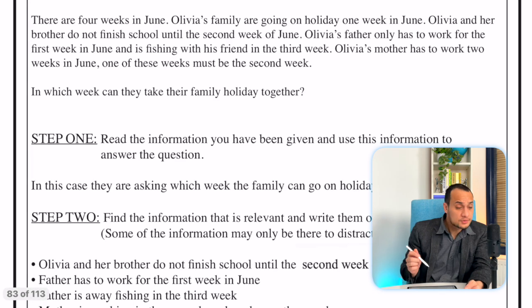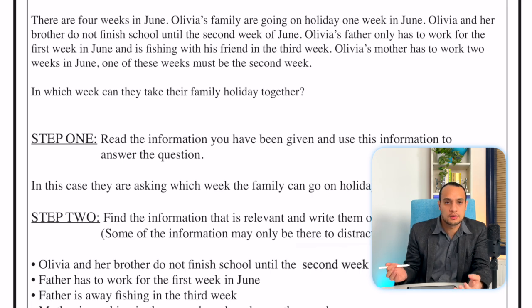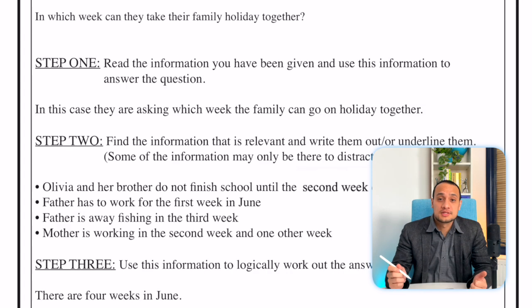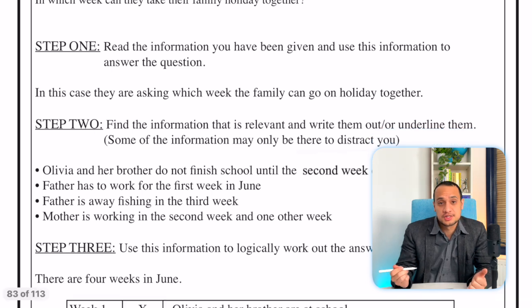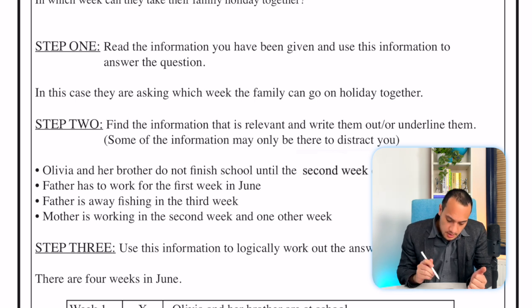It's quite a straightforward question. We're trying to work out which week they're going to take their family holiday. It's going to be one of 4 weeks. So you've got 1st week, 2nd week, 3rd week and 4th week. Let's look at the steps to work this question out. So you read the information you've been given and use this information to answer the question. You have to think about the question that's actually being asked. So in this case, they're asking which week the family can go on holiday together.